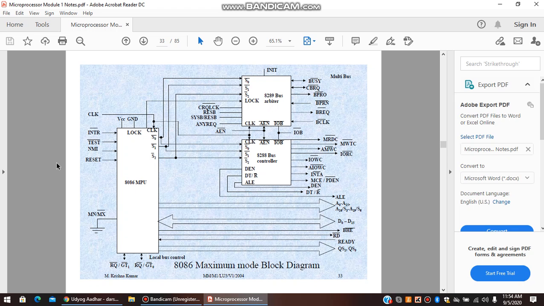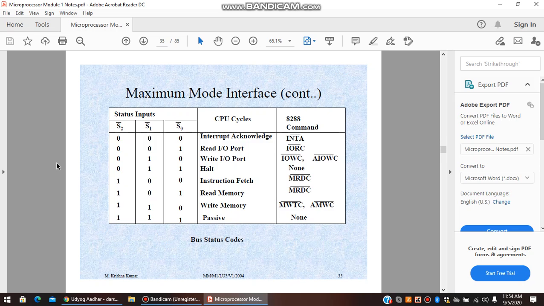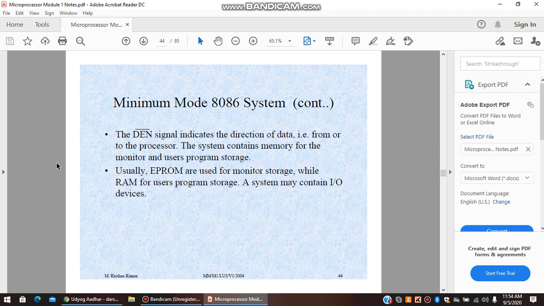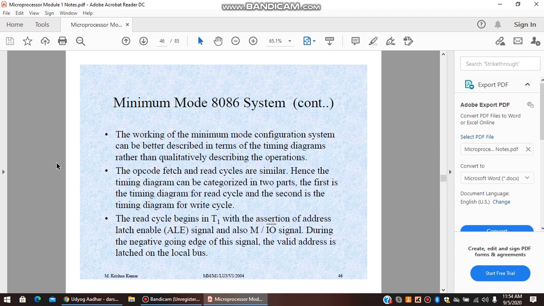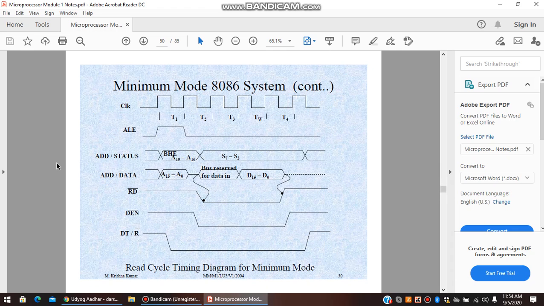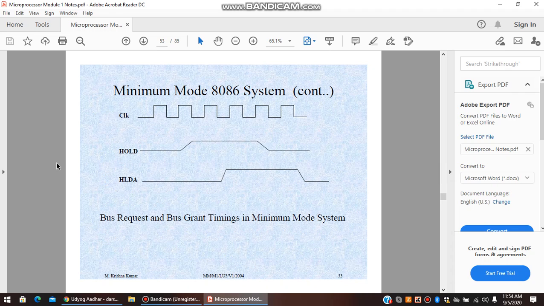So that's it for today. In the next lecture, we will do the 8086 minimum mode system and the 8086 maximum mode system. It is just a revision of what we have done in the interface, and then we can move on to the timing diagram. So that's it for today.